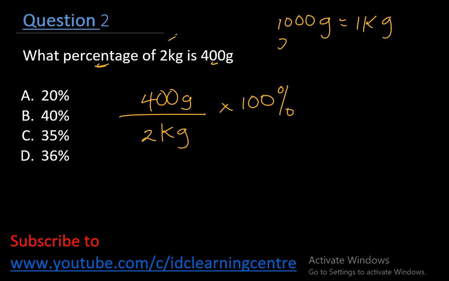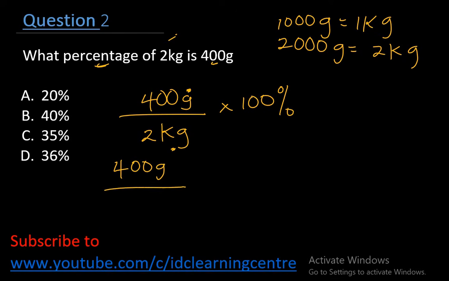So, 2000 grams will give us 2 kilograms. Why did I do this? If you look at the numerator, 400 grams, the denominator, 2 kilograms, the units are not the same. The numerator has grams, the denominator has kilograms. So we must change the denominator to grams. The unit must be the same before we can cancel out. Now, 400 grams is the numerator. 2 kilograms is same thing as 2000 grams, like I explained earlier.